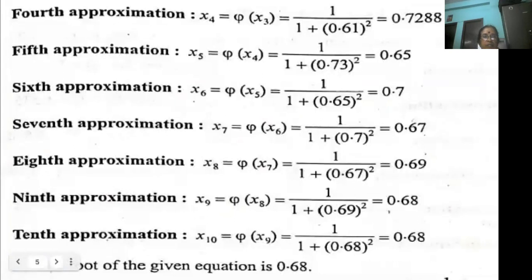We will continue in the same way. The fourth approximation is given by 1 by 1 plus 0.61 whole square. On further simplification that becomes 0.73. The fifth approximation is phi at x4, that is 1 by 1 plus 0.73 whole square, that becomes 0.65. Similarly, the sixth approximation is phi at x5, that is equal to 1 by 1 plus 0.65 whole square, that is equal to 0.7. Similarly, the seventh approximation is given by phi at x6, that is 1 by 1 plus 0.7 whole square, that is equal to 0.67. x8 equal to phi at x7, that is 1 by 1 plus 0.67 whole square, that is equal to 0.69.